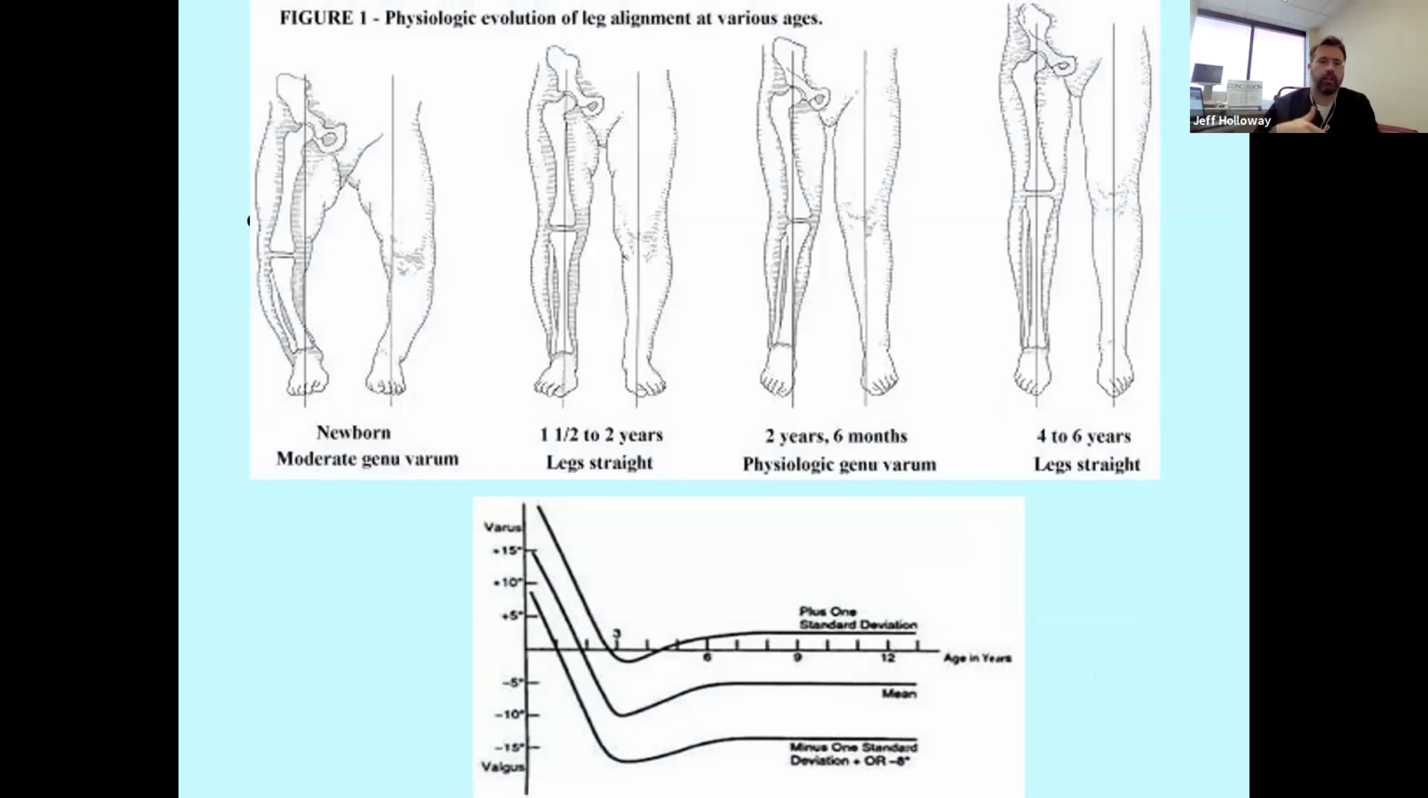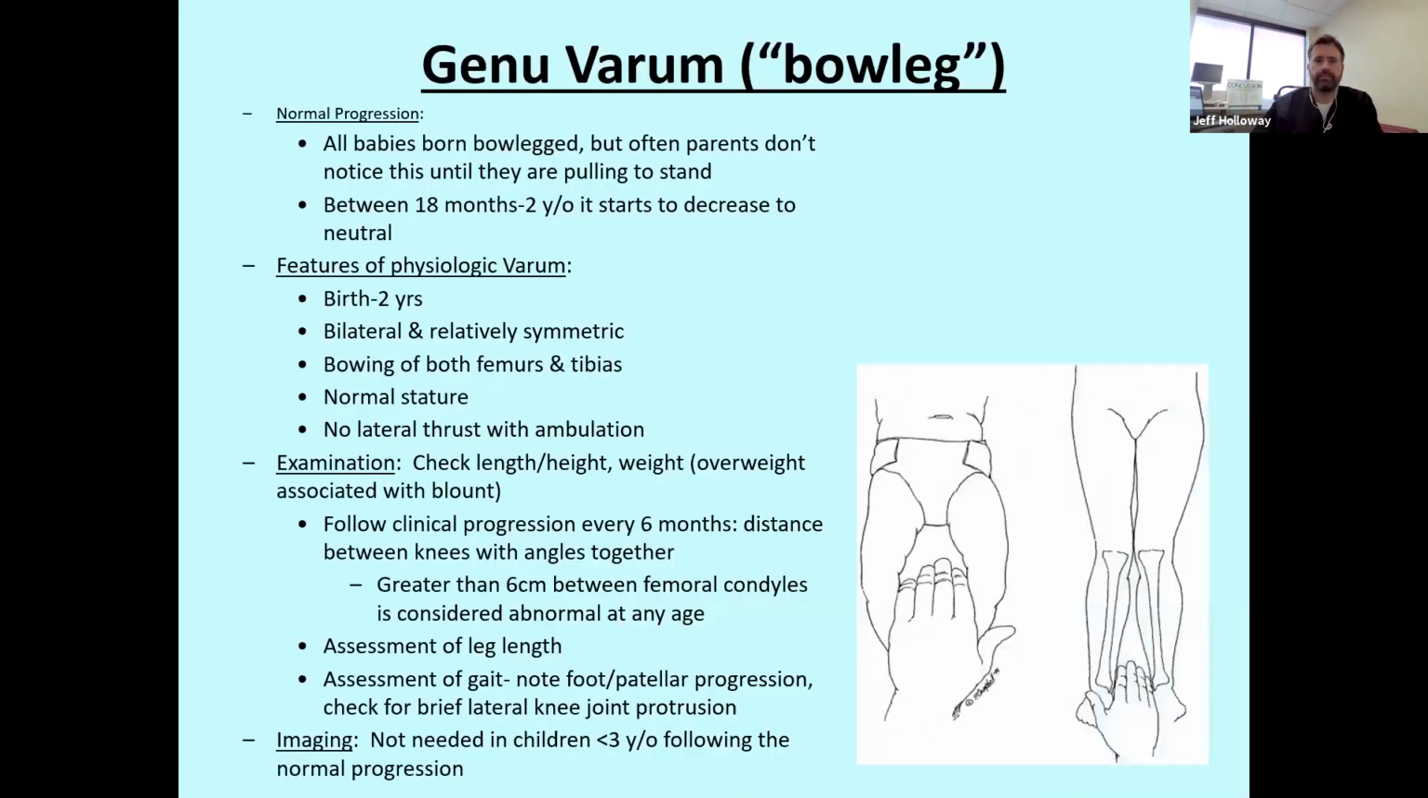So newborn, slight genu varum, straight legs at 1 to 2, around 2.5 you start going knock-kneed and then straight. So this is that curve you would want to know. On the test, that's where they'll ask you about those kids and give you an age, and that's where knowing that the bow-leggedness should be gone by 3 because of the normal progression of things.